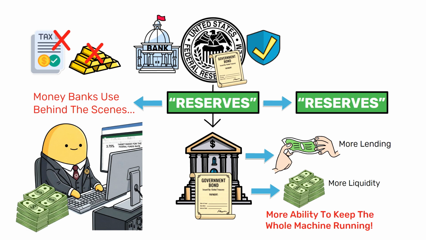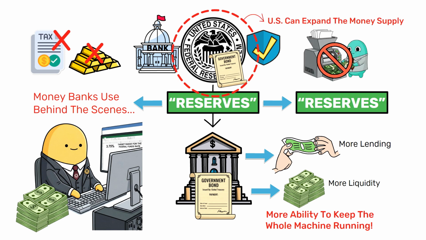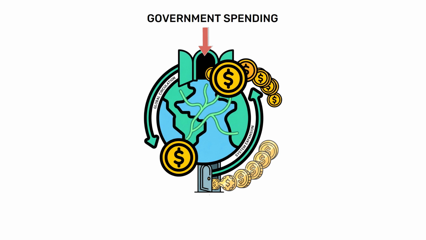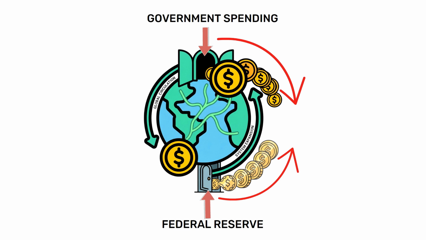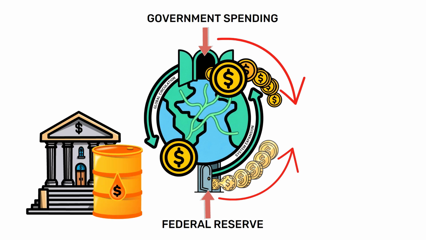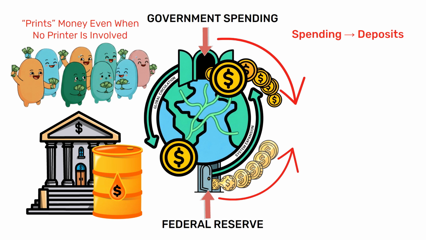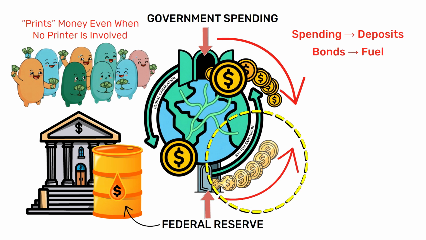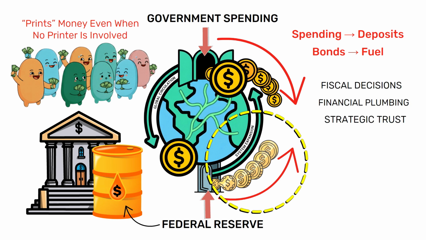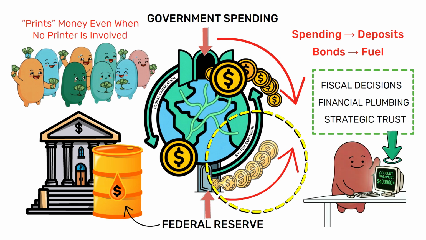Here's the weird part. The interaction between the Treasury and the Fed means the U.S. can expand the money supply without touching a printing press. Government spending pushes money into the economy from the front door. The Federal Reserve expands the system through the back door by making sure banks never run out of the special fuel they need to operate. This is why people say the government prints money even when no printer is involved. Spending creates deposits, bonds supply the fuel, and the Federal Reserve expands the system when banks start running dry. It's a mixture of fiscal decisions, financial plumbing, and strategic trust all working together to manufacture dollars from digital nothing.